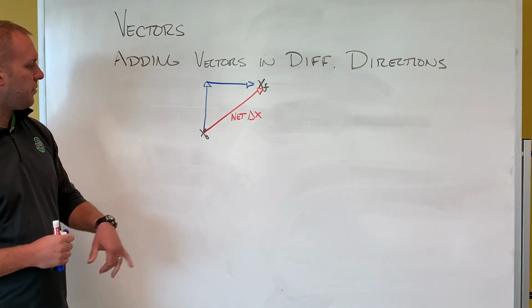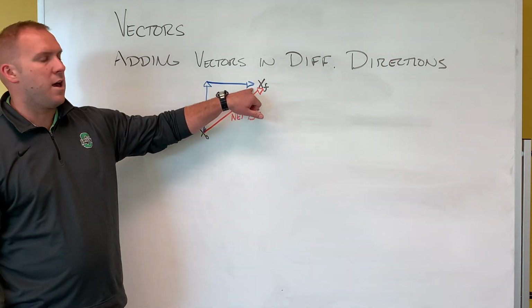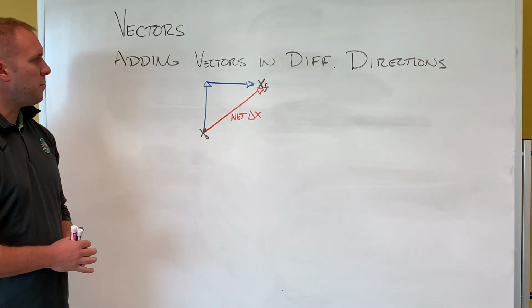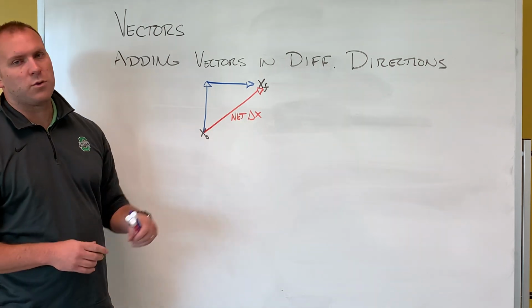So when we add vectors, our total is from where we start, the tail of where we start, to the head of where we end. And it doesn't matter if it's a velocity or an acceleration, this is what it's going to look like.